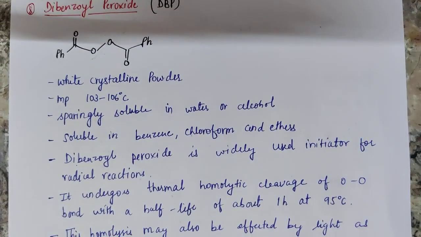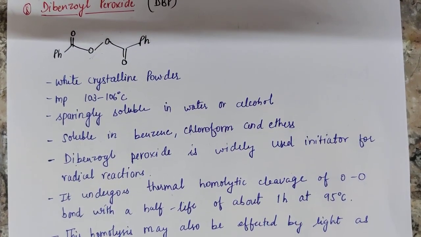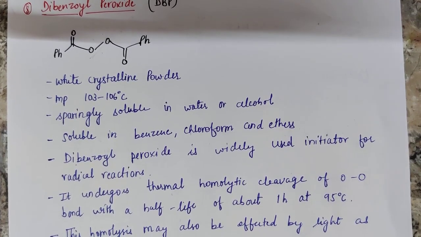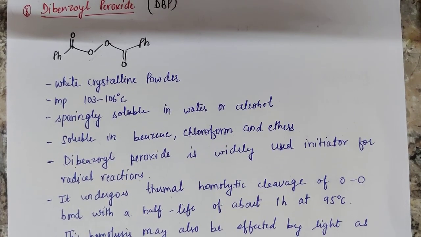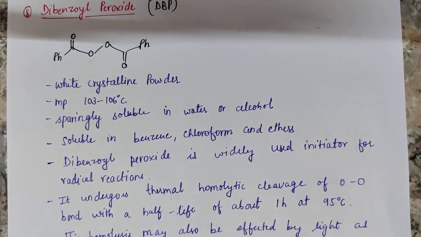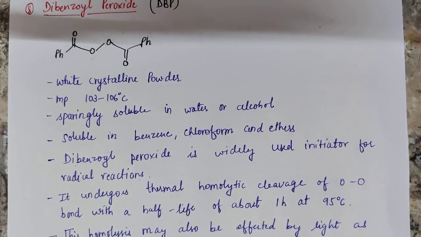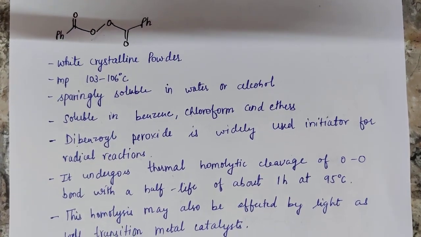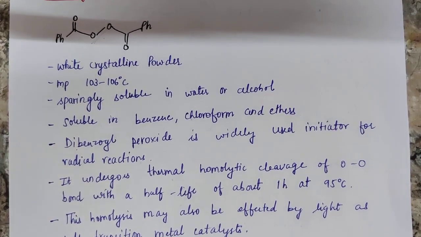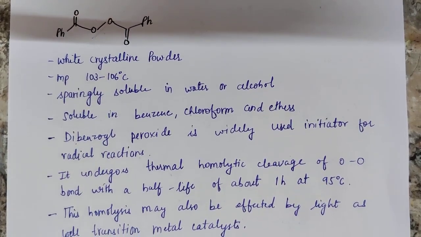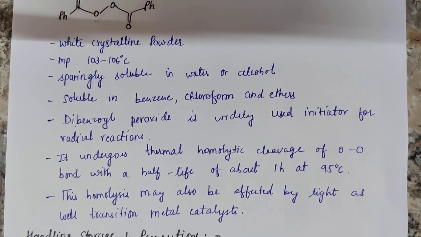If we remember the previous DTBP oxidizing agent, it was not very soluble in the solvent. So depending upon what solvent we are using, what reactant we are using, will decide which reagent to use. Okay, so coming back to our dibenzoyl peroxide, it is soluble in benzene, chloroform and ether. So we can easily proceed with these three solvents.